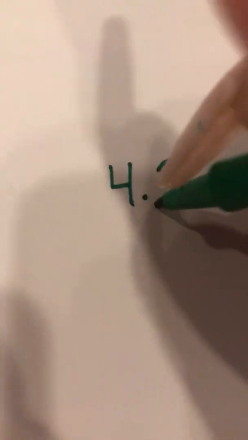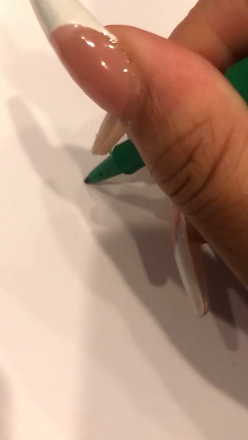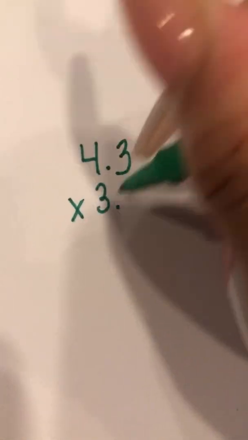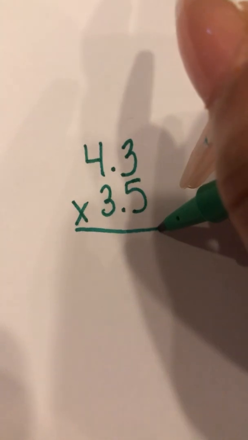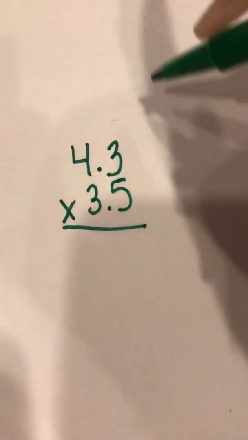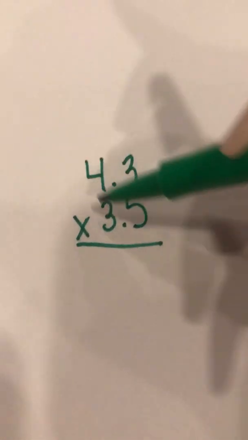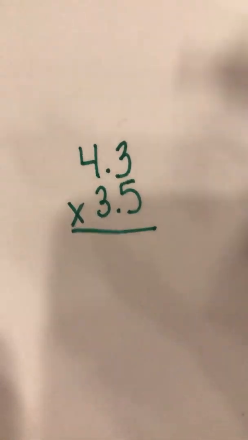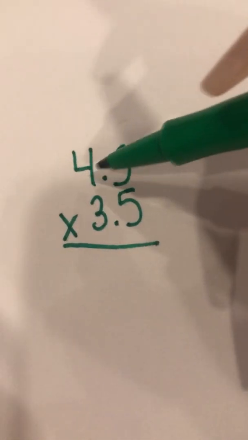Just give me a second while I try to turn the page. Okay. So our second example is going to be 4.3 times 3.5. We're going to solve using the same steps. All right? Step 1, we did it again. Both of these numbers have the same amount of digits, but make sure you put the larger number on top, which is what I did.